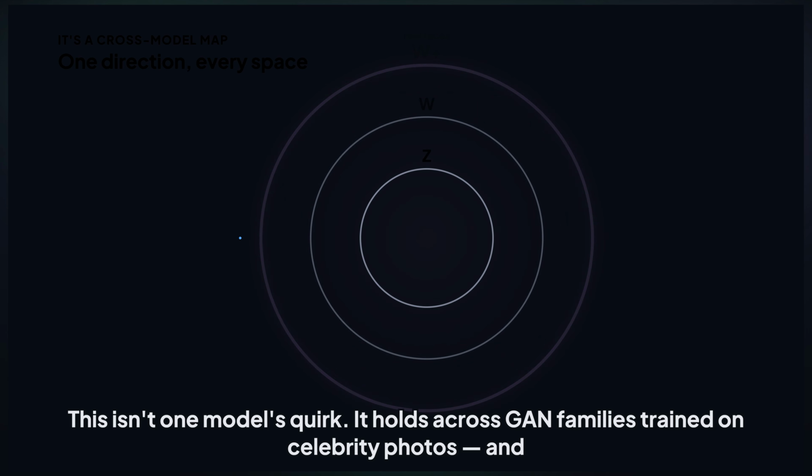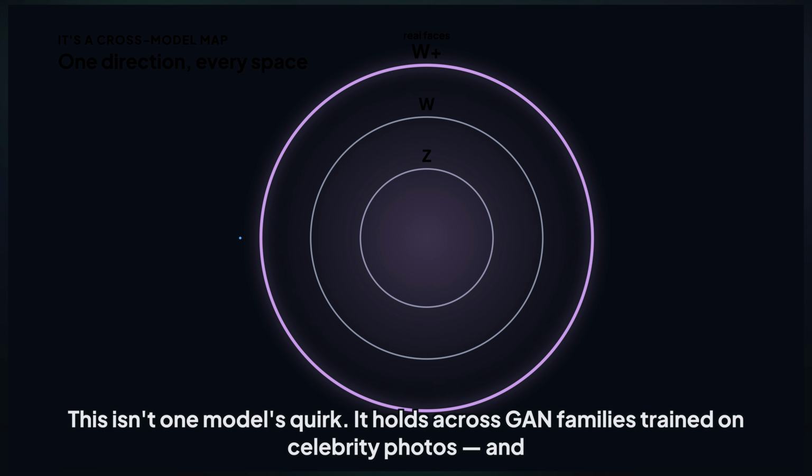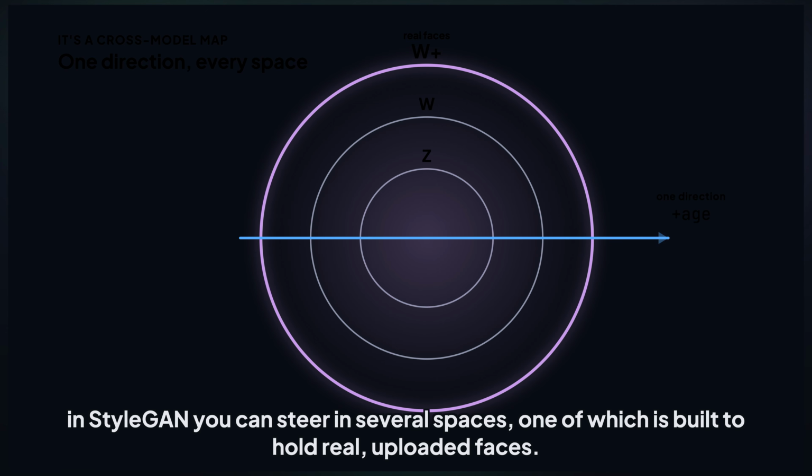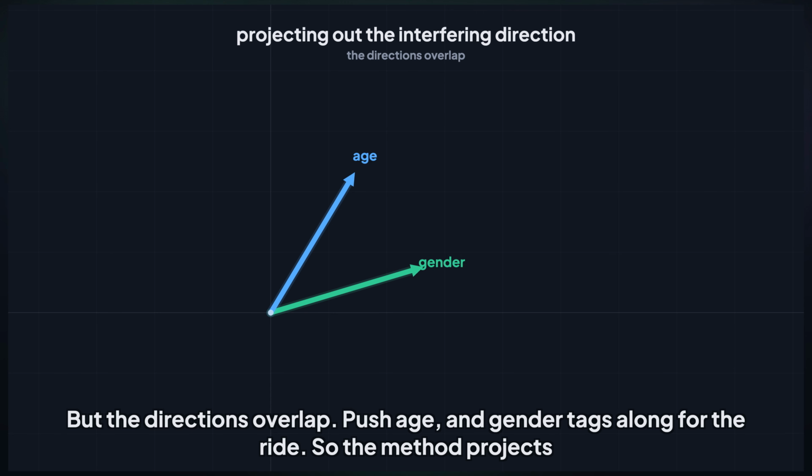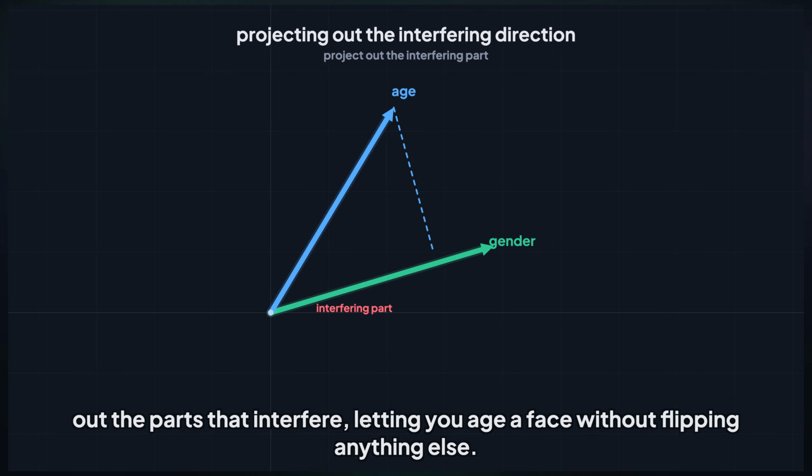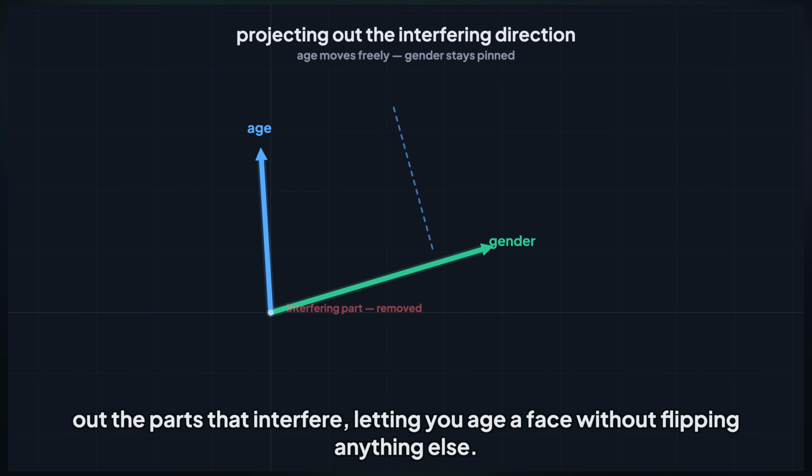This isn't one model's quirk. It holds across GAN families trained on celebrity photos, and in StyleGAN, you can steer in several spaces, one of which is built to hold real, uploaded faces. But the directions overlap. Push age and gender tags along for the ride. So the method projects out the parts that interfere, letting you age a face without flipping anything else.